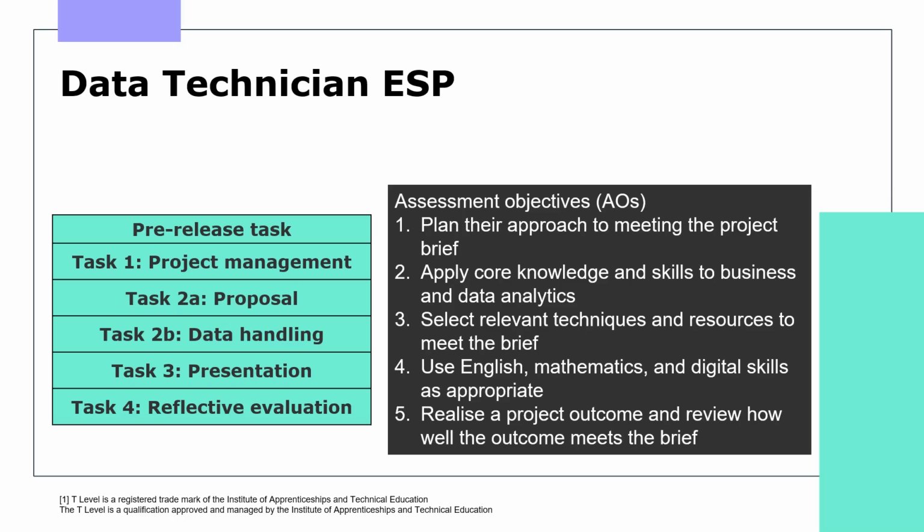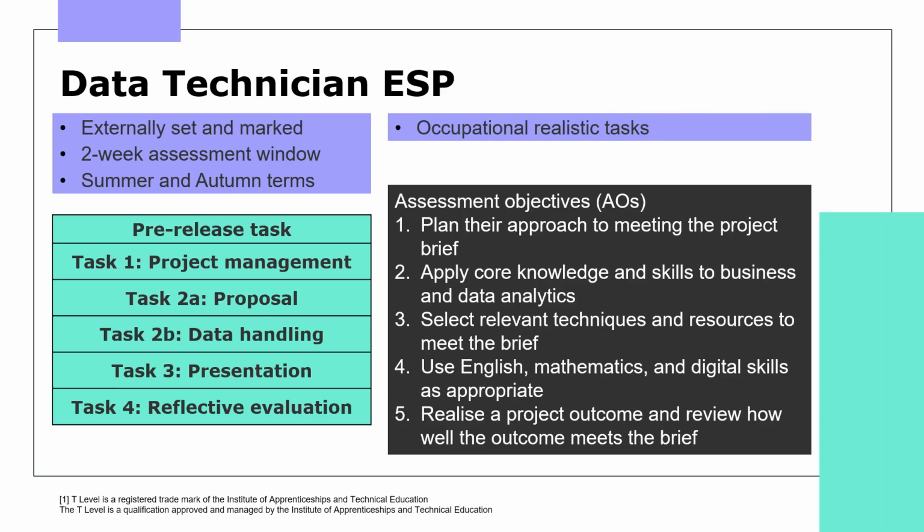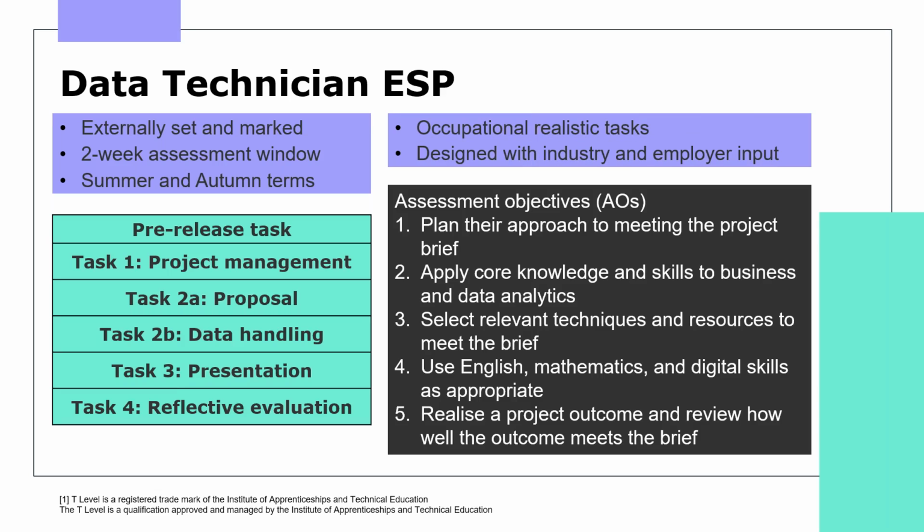The Employer Set Project, or ESP, consists of a series of tasks designed to assess the 5 assessment objectives shown. This skills assessment is set and marked by NCFE and is conducted during a 2-week assessment window, which will be available during the summer and autumn terms, with the tasks designed to replicate the real-life industry experience. And we use employer and industry experts when developing the ESP in order to achieve this.